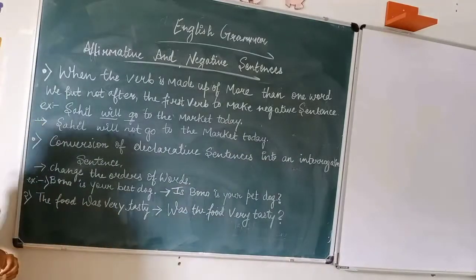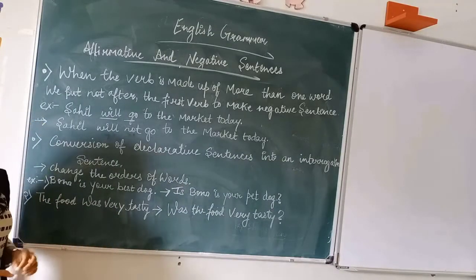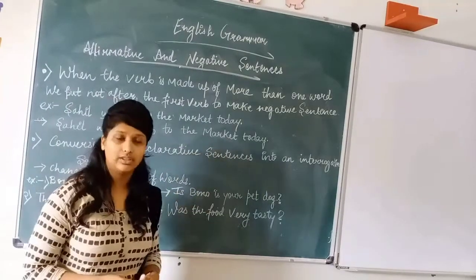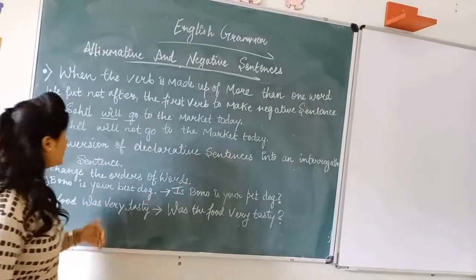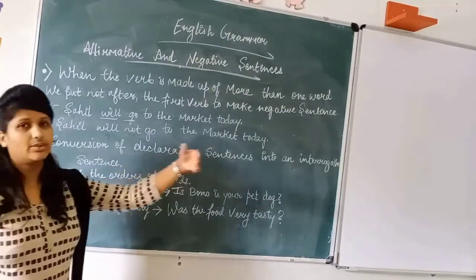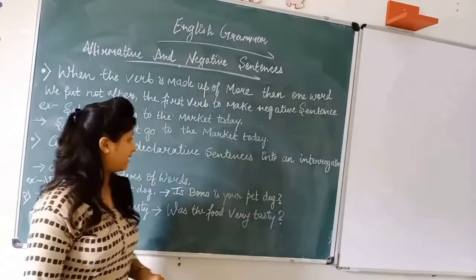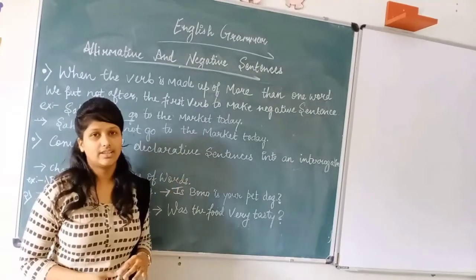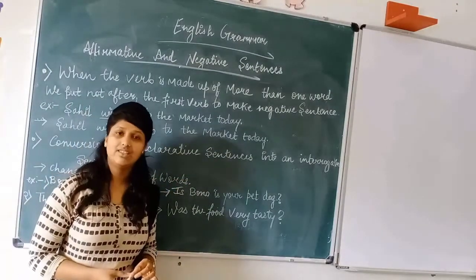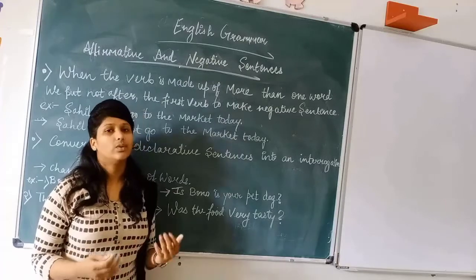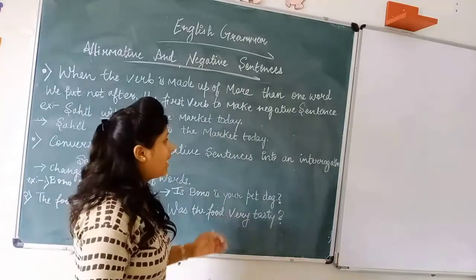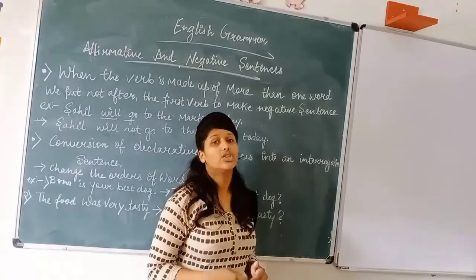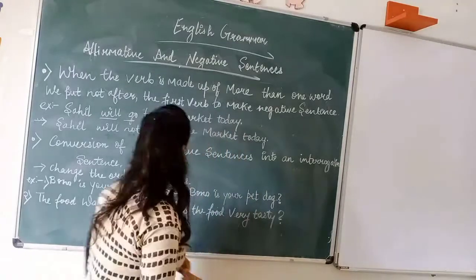As we have learned how we need to change an affirmative sentence into a negative sentence, now we are going to learn how we can change a declarative sentence into an interrogative sentence. So, what are declarative sentences? Declarative sentences are the simple sentences or the statements which end with a full stop, and interrogative sentences are the sentences which are based on questions.